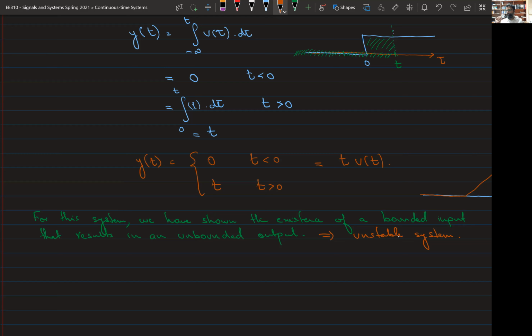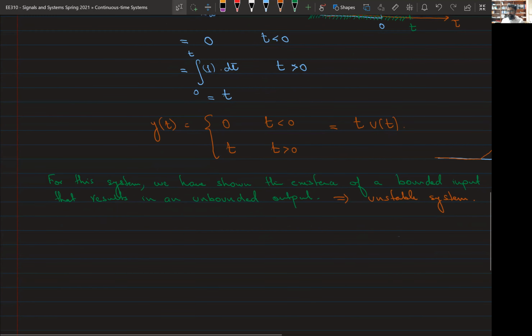Excellent, Umar. So the sinusoid: you find the area under the curve for a sinusoid, it will always stay bounded, right? But that's not enough to show that the system is stable. All I need is just one counterexample, which we have actually seen. And therefore, for this particular example, the system is unstable.